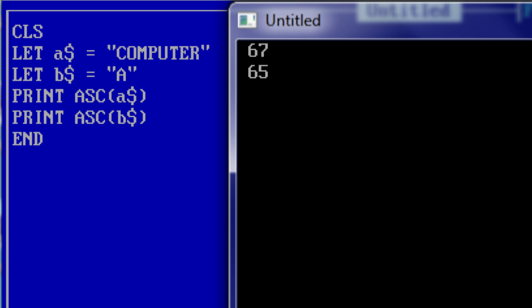So here you can see, first is A$ equal to computer and B$ equal to A, then ASC(A$), ASC(B$). Here you can see 67, that is the value of C, and here 65 is the value of A. It only takes the ASCII value of the first character. Understood that? Okay, so note down everything that I'm teaching here.